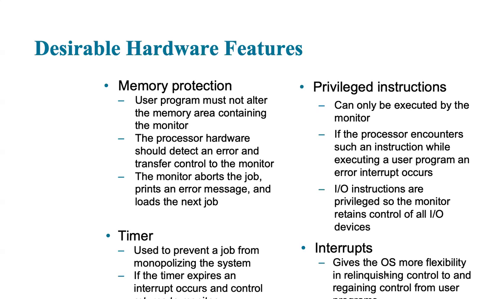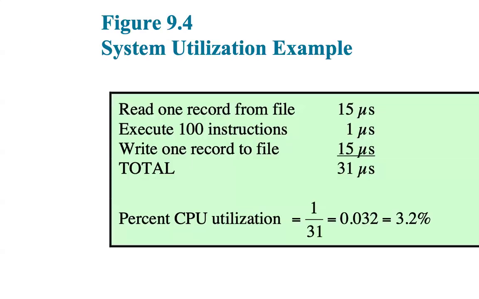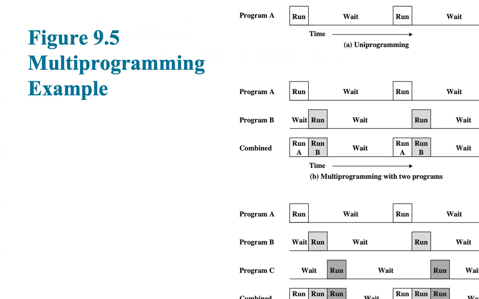It gives the operating system more flexibility to relinquish control and to regain control from user programs. So this just gives you an idea of a utilization example. You read one record from a file, execute 100 instructions, write one record to a file. So in 31 microseconds, the percent of CPU utilization is only on the order of about 3%. So this is where we got into a strategy where you do multi-programming.